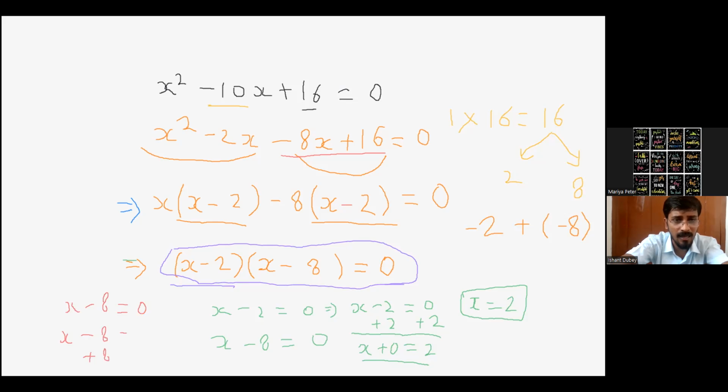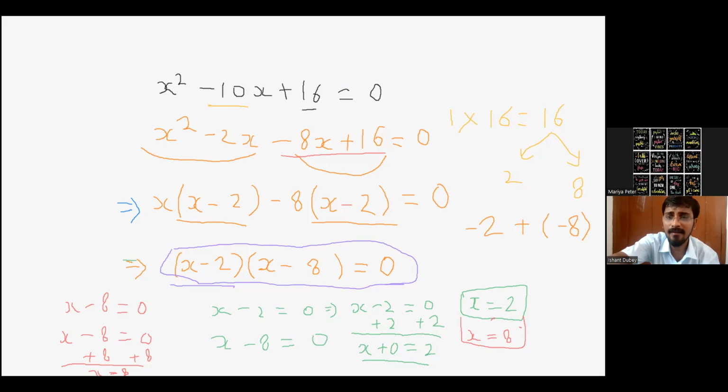On the right hand side I also have to add plus 8. So here we'll get x, and plus 8 minus 8 is 0. So x equals to 0 plus 8, that is 8. So one solution you got is x equals to 2, and another is x equals to 8. So you got two solutions. So the solutions for the given quadratic equation are x equals to 2 and x equals to 8.